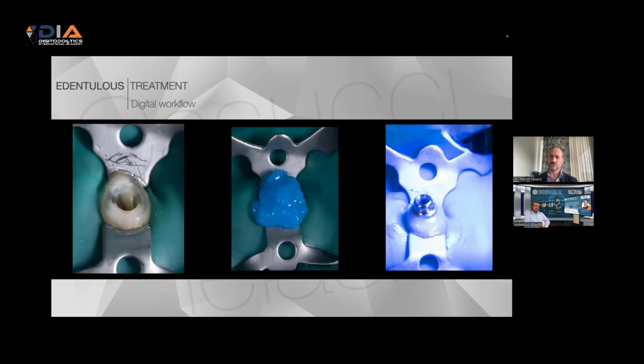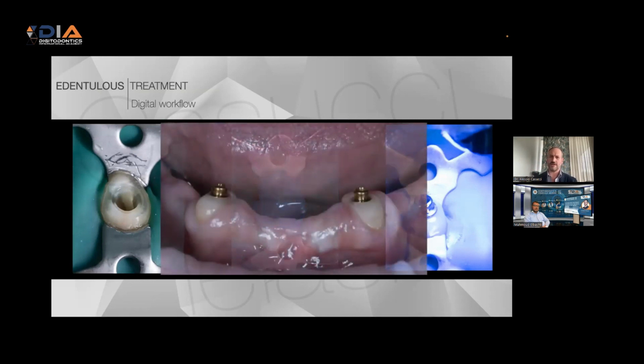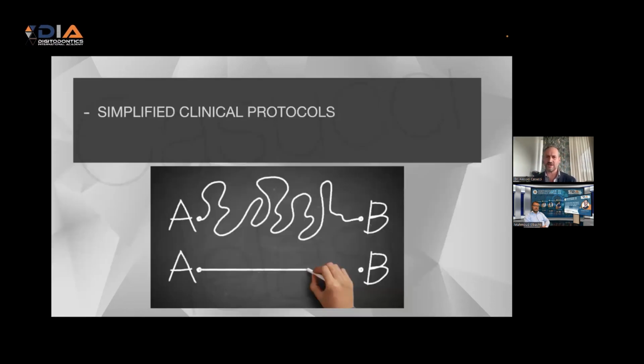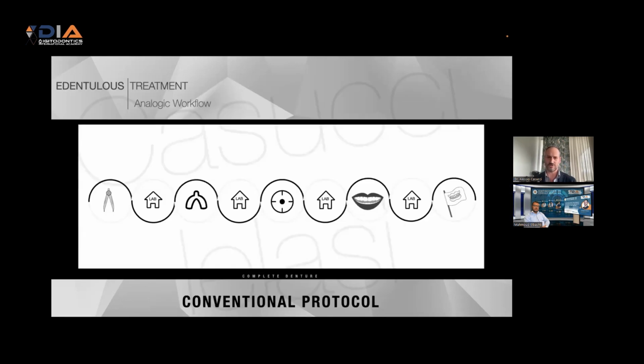We can also use the remaining roots of the patient to stabilize the lower denture. That is really important for the patient to adapt and to move from a terminal dentition, a bad condition, to a new position and a new prosthesis. So with digital, we can do this in a very short time, and we can really simplify our protocols.